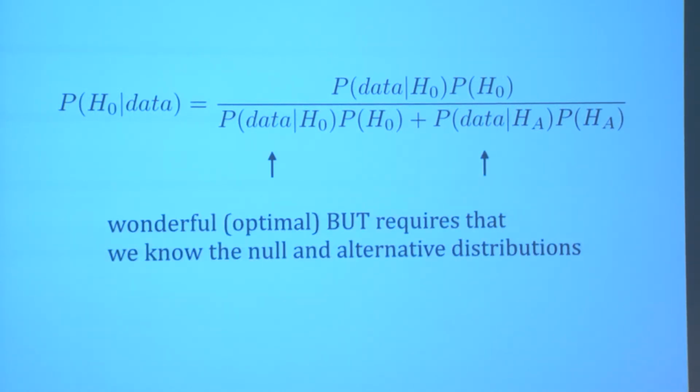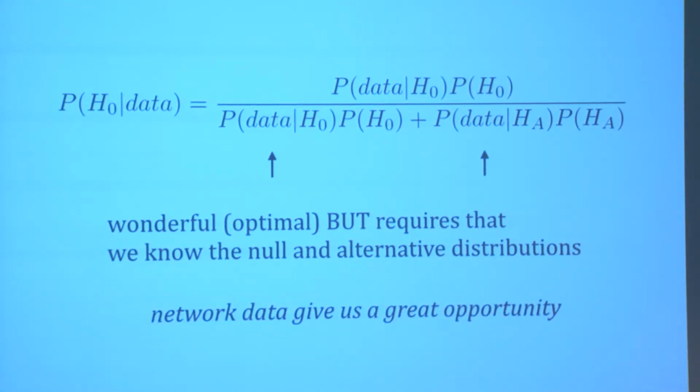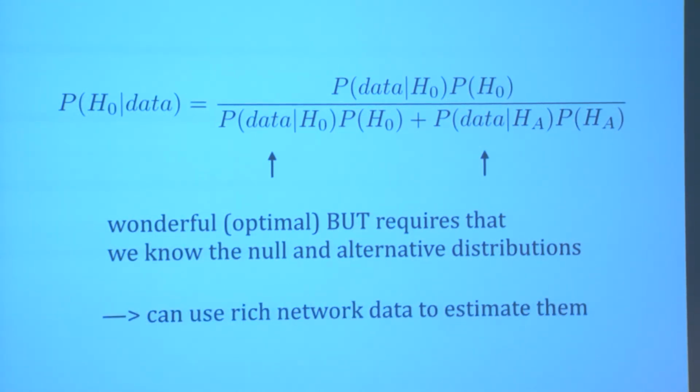Okay, so this is a wonderful method, but it requires that we know these distributions, the null and the alternative distributions. The null is often not that big a problem. It's a sort of standard statistical null, although in some cases, it may be good to try to estimate that from the data, as we're about to do. It's the alternative that causes the biggest headache, typically. But network data give us a great opportunity because we can actually estimate these distributions from this rich network data.